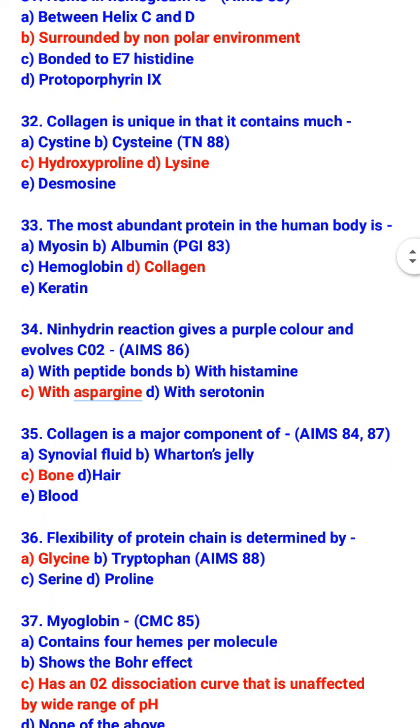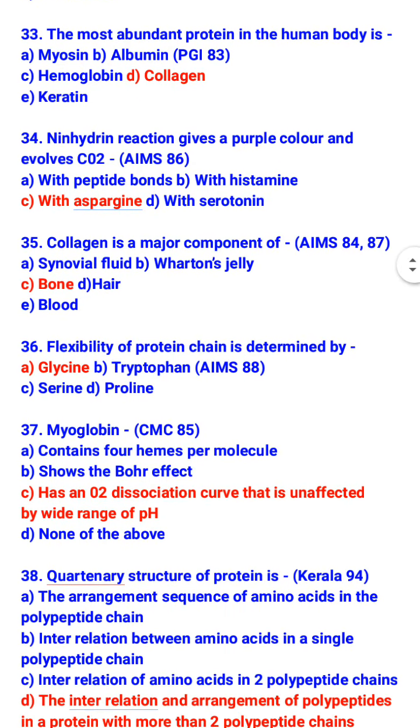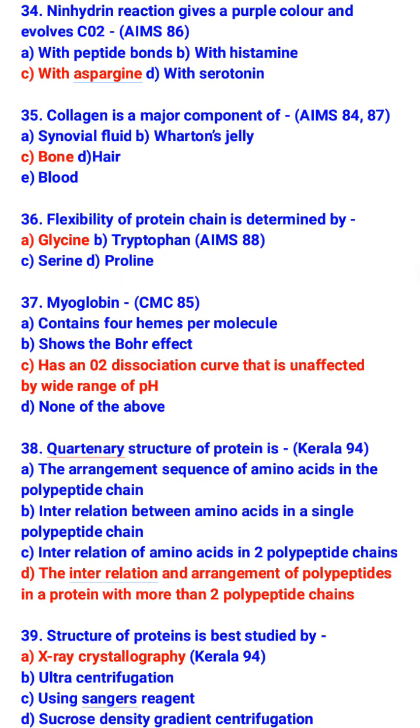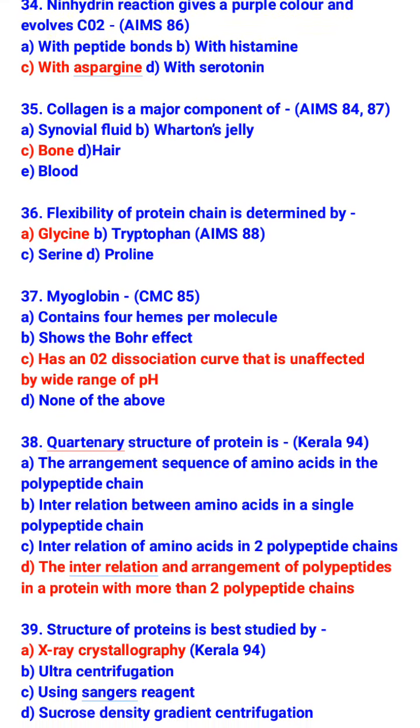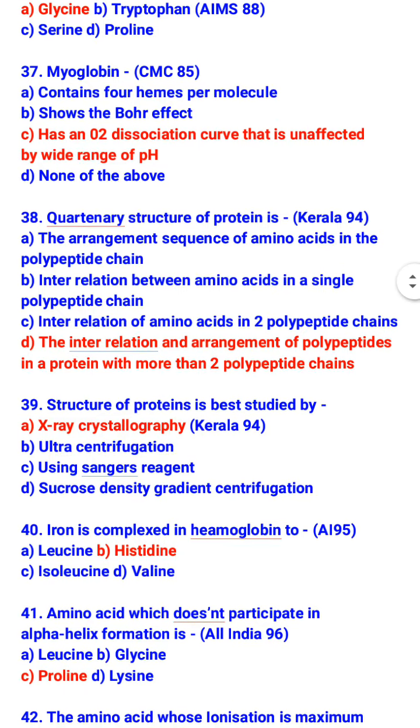Ninhydrin reaction gives a purple color and evolves CO2 with asparagine. Collagen is a major component of bone. Flexibility of protein chain is determined by glycine. Myoglobin has an O2 dissociation curve that is unaffected by wide range of pH. Quaternary structure of protein is the interrelation and arrangement of polypeptides in a protein with more than 2 polypeptide chains.